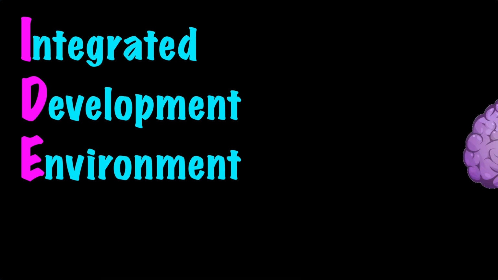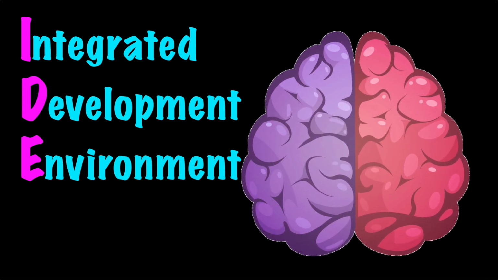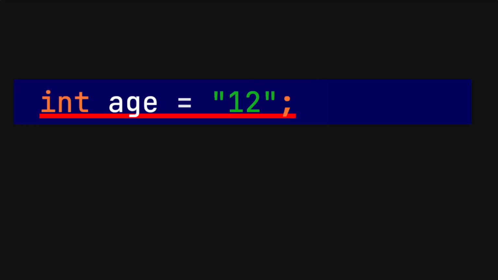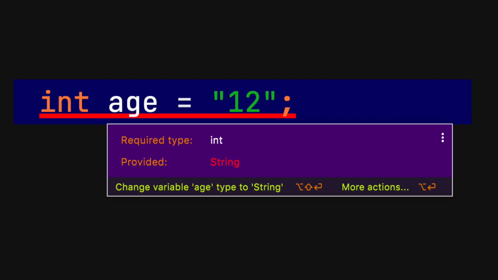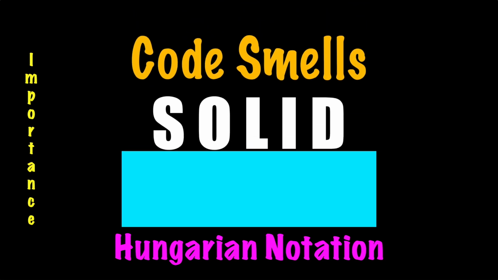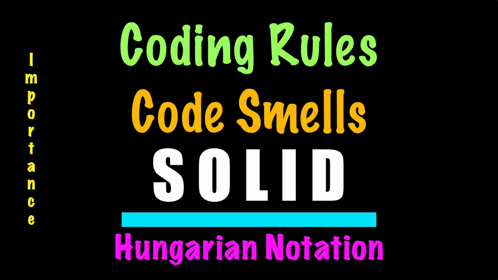Over time, the IDEs got smarter and coding standards improved. They now perform compile time checks as you enter the code. Notice the warning indicator. If you hover over the error, the data type warning will be exposed. The evolution of the 5 SOLID principles, code smells, and coding rules has greatly improved the coding standards, which has reduced the need for the Hungarian notation prefixes.